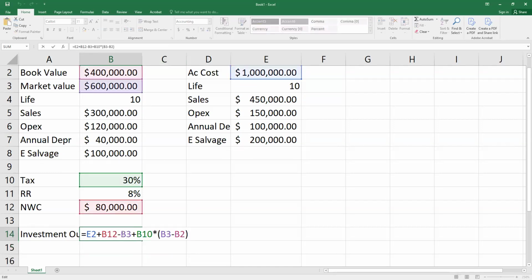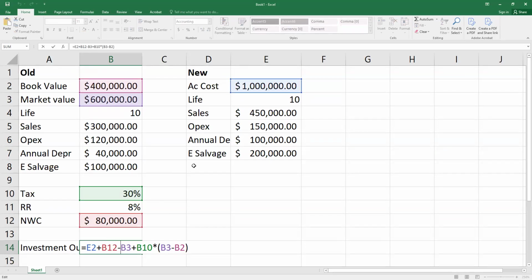Do you want me to repeat it? So investment cost because we buy the new equipment, net working capital because we start a new business, we need extra money to be invested into the business, minus the 600,000 because we are selling the old equipment. We're not going to keep it. And we are adding the tax amount because we sell and we make some profit. We have to pay tax on it.